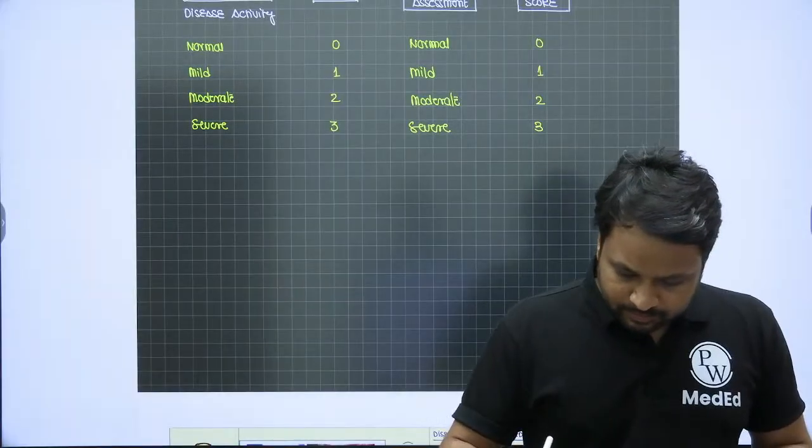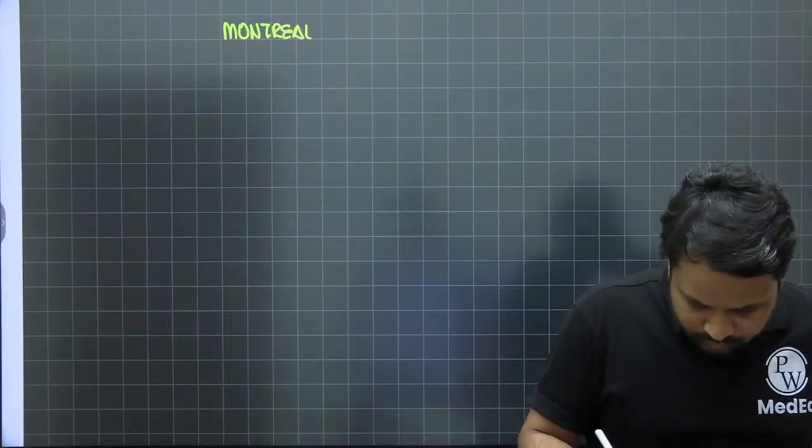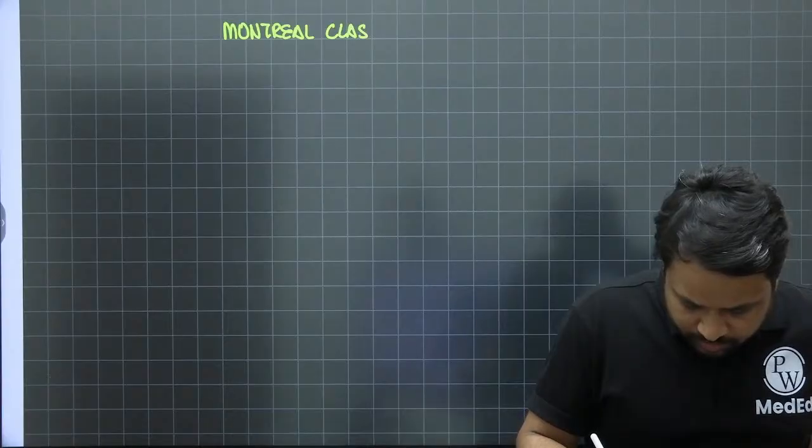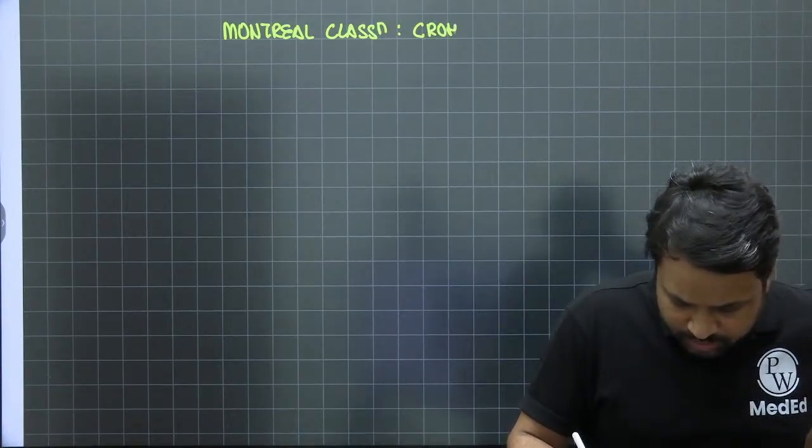Same way you can do for Crohn's disease also. But for Crohn's disease, we have a named staging that we are going to follow. That is called the Montreal classification for Crohn's disease. We have the Montreal classification for Crohn's disease.